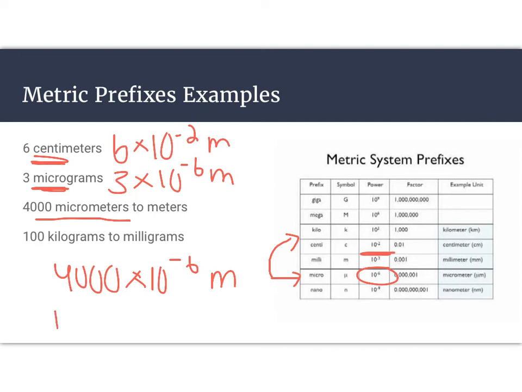Last one, I have 100 kilograms to milligrams. Like we showed before, I'm going from kilo, which is 10 to the 3rd, to milli, which is 10 to the negative 3rd. So from kilograms to milligrams, I'm going times 10 to the 6th. I'm moving up. With metric prefixes, it's really about practicing and also using them when you feel comfortable.